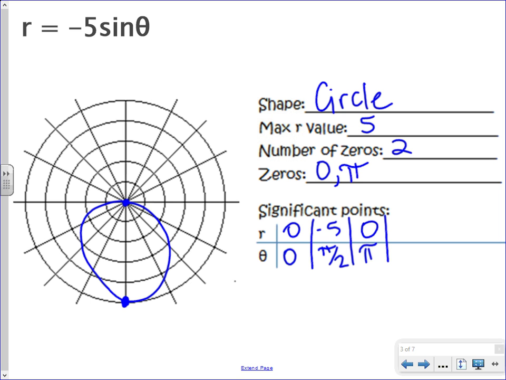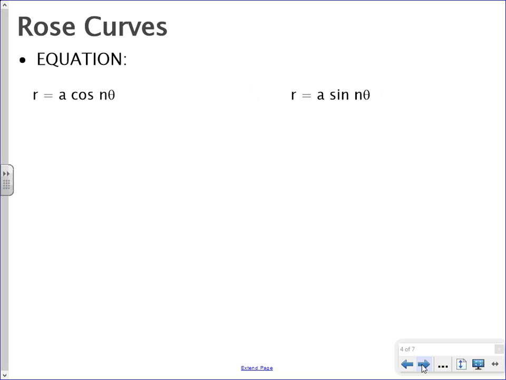Circles are kind of boring though, right? Those flowers were simple though. The flowers were nice and pretty, weren't they? Okay, the flowers is where it really gets cool. So we call those rose curves. And I want to talk about as much as we can about rose curves before lunch.